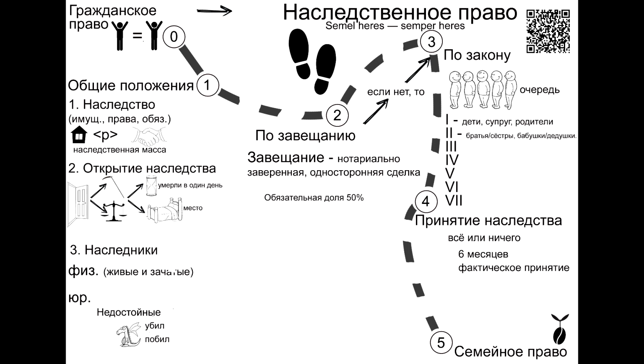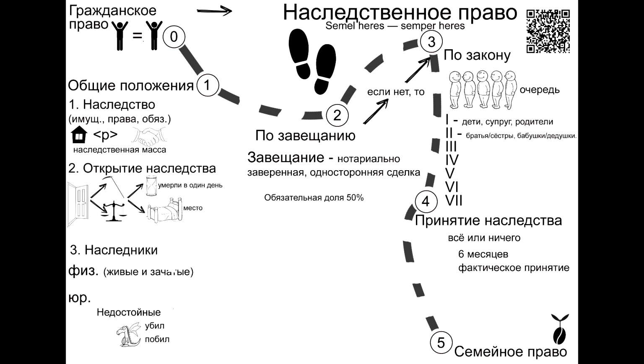Inheritance by law is inheritance under the conditions and in the manner determined by law, and not cancelled by the will of the testator. It takes place in the absence of a will, or when a will is invalid, or when part of the property remains unbequeathed, or in the case where the heir under the will died before the opening of the inheritance or refused to receive it.